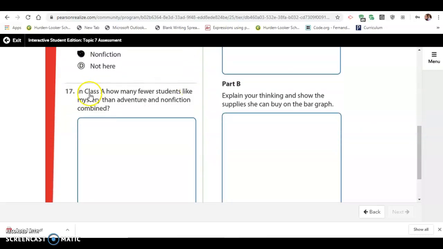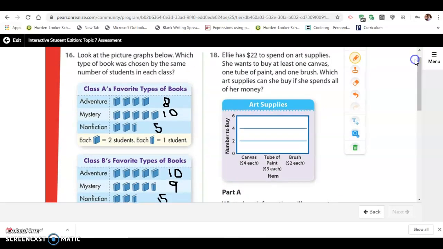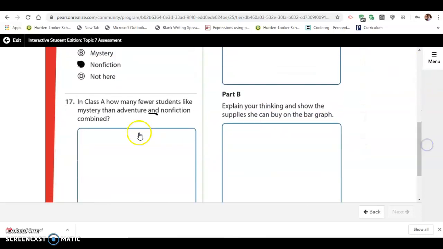Then we're going to look at Class A and see how many fewer students have mystery than adventure and nonfiction. So this word "and" means we are going to add adventure and nonfiction. So I want to look up at Class A. Adventure and nonfiction is 8 and 5. 8 plus 5 is 13.